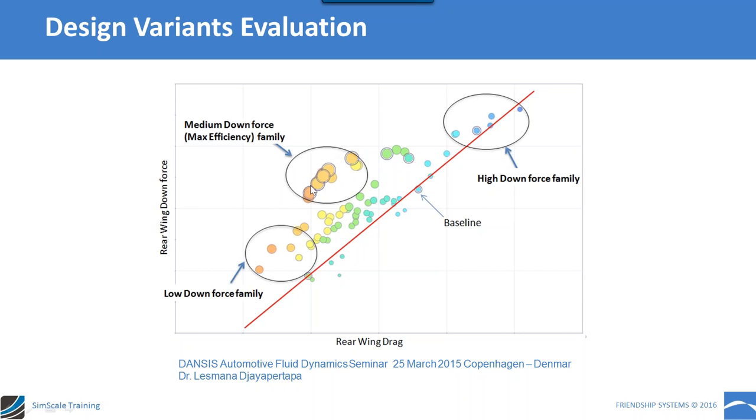And here is the medium downforce family where the efficiency is really high. So if you do the ratio between this one and this one, this family here is the family with the high efficiency.